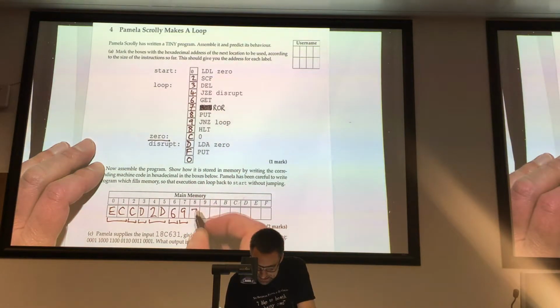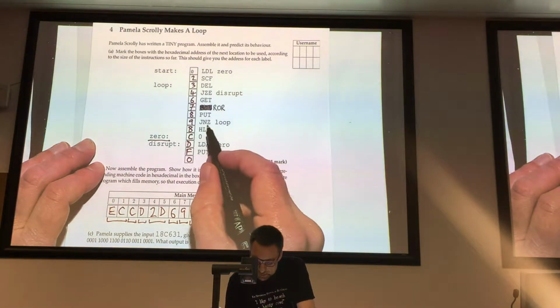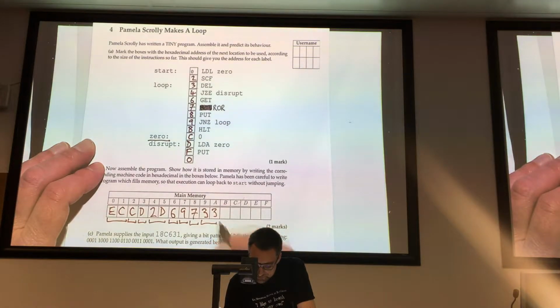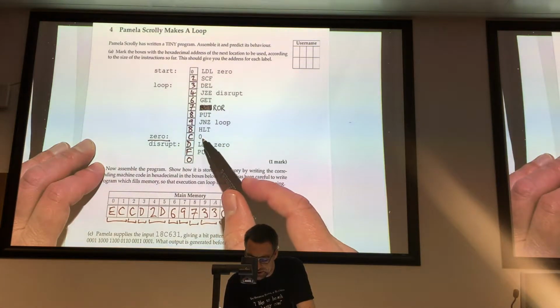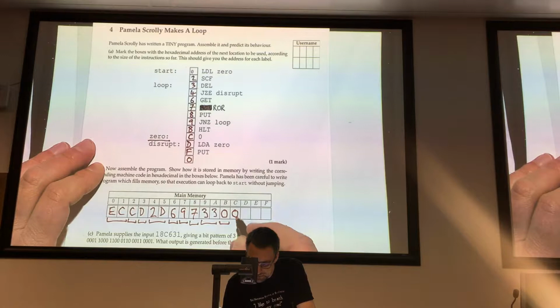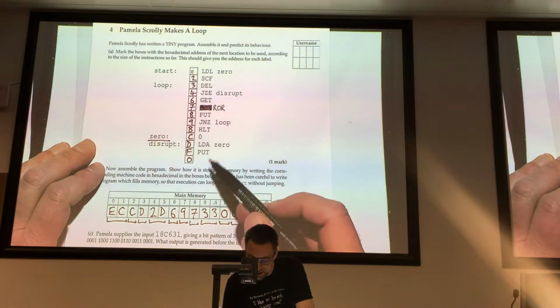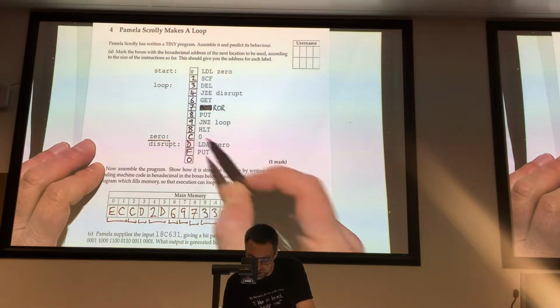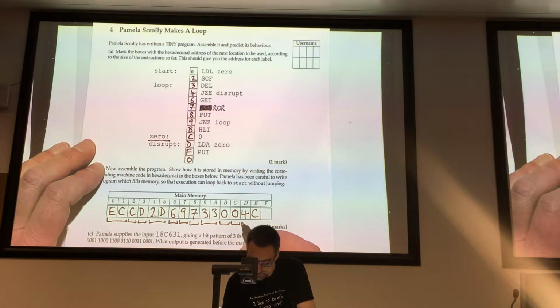Put is 7. Jump if not 0 to loop. Well, jump if not 0 is 3, and loop we can see is also 3. Okay, halt is 0. The value stored in location C is 0. And then at location D we have LDA, which is 4, and the label 0, which is C. And finally here we have a put, which is 7.